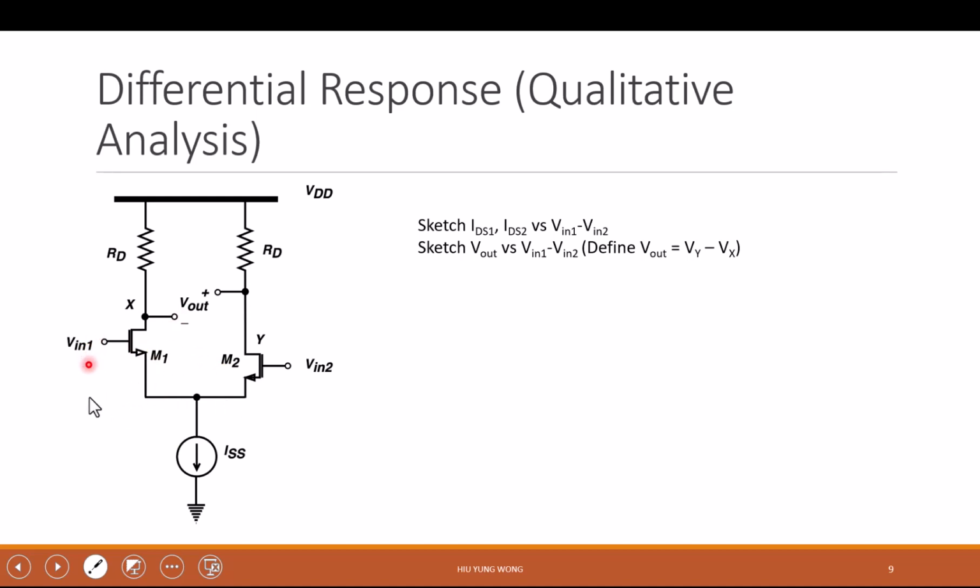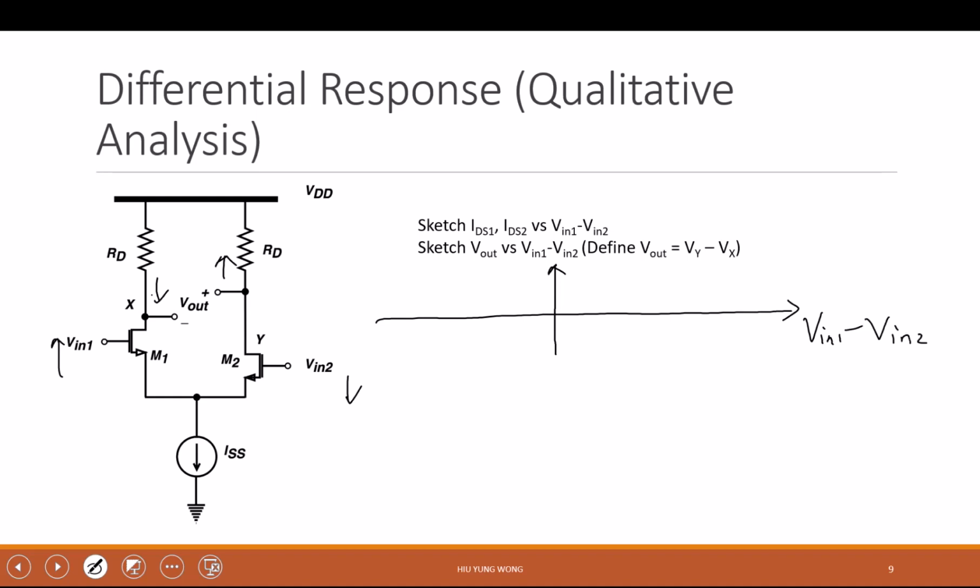And he also showed that because your left is higher, then the right will be lower, right? So you can somehow visualize this going up, this going down, causing this going down and this going up, which we discussed before already. So now let's do a qualitative sketch on the IDS1 and IDS2. On the x-axis, I put Vin1 minus Vin2. So it's not just Vin1, it's not just Vin2, it's their difference.